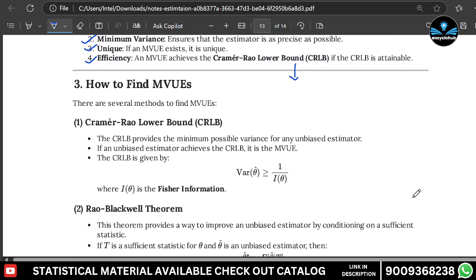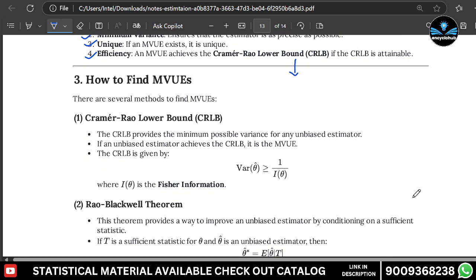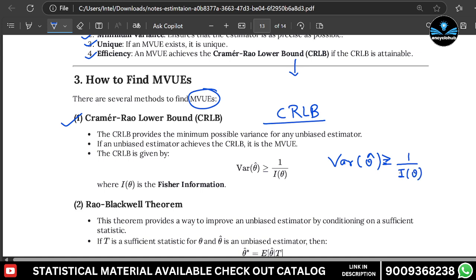Now, how to find MVUEs? There are several methods to find the MVUEs. First method is the Cramer-Rao lower bound. Accordingly, the Cramer-Rao lower bound is given by the variance of theta cap being greater than or equal to 1 upon n times I theta.